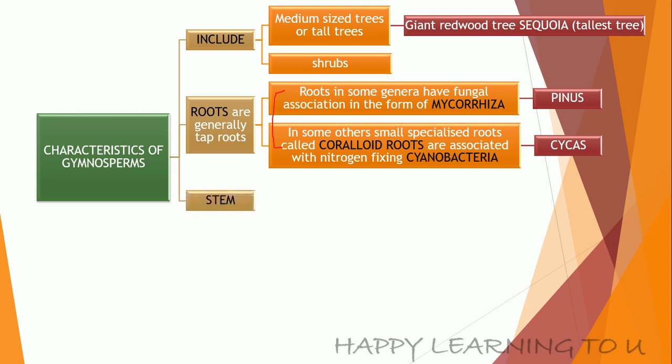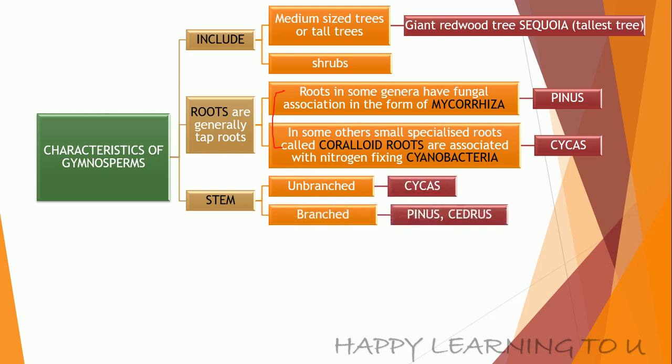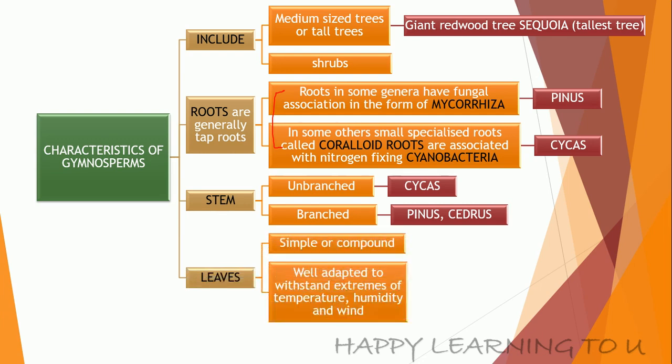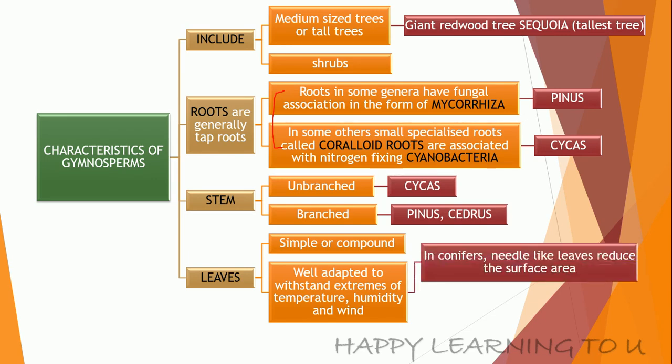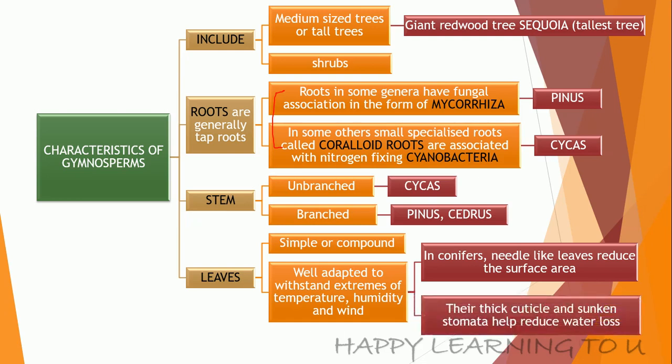Next, coming to stems. The stems may be unbranched as in Cycas or branched as in Pinus and Cedrus. Next is leaves. They may be simple or compound. The leaves in gymnosperms are well adapted to withstand extremes of temperature, humidity and wind. In conifers, the leaves are needle-like, which helps reduce the surface area, and their thick cuticle and sunken stomata help reduce loss of water through the leaves.